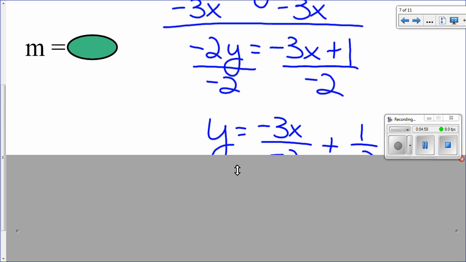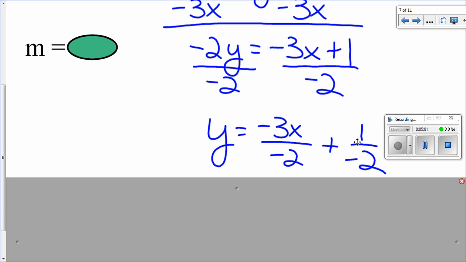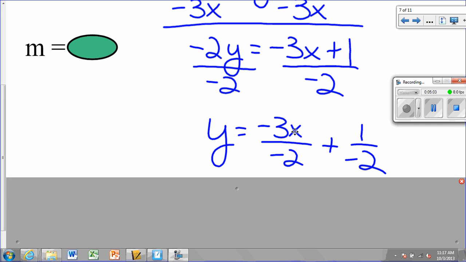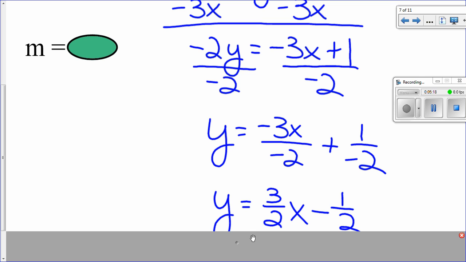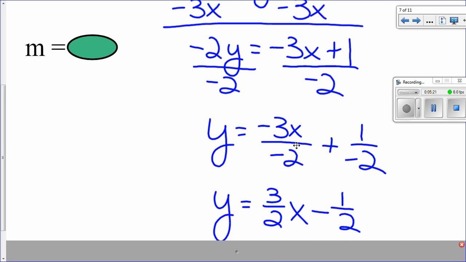When we do that, on the left side we get y, and on the right, remember, we have to take that negative 2 and divide it into both parts because there's a plus sign here. So we get negative 3x divided by negative 2 plus 1 divided by negative 2. Let's write this a little bit cleaner. And we have a negative over a negative becomes a positive, so we end up with 3/2 x. And instead of plus a negative fraction, we're just going to say minus 1/2.